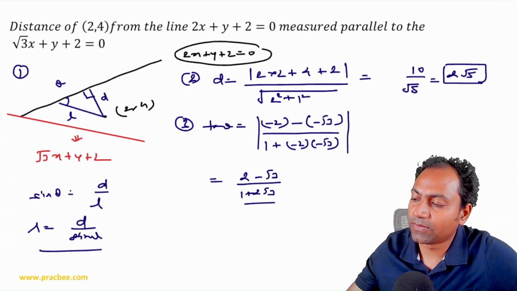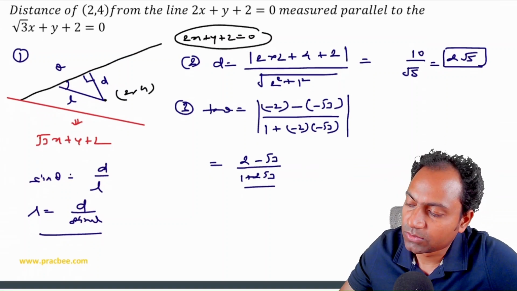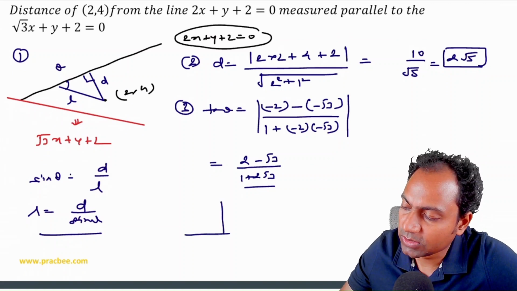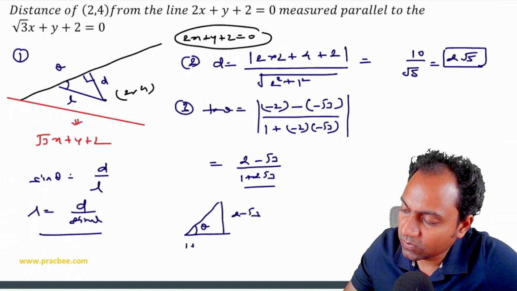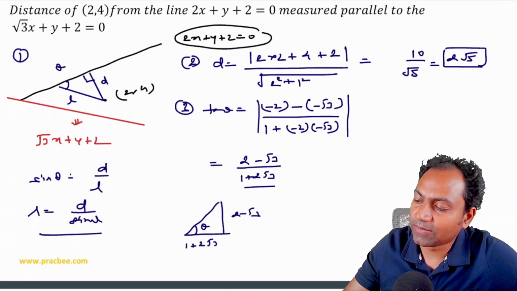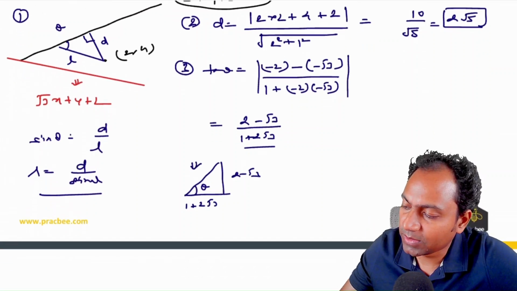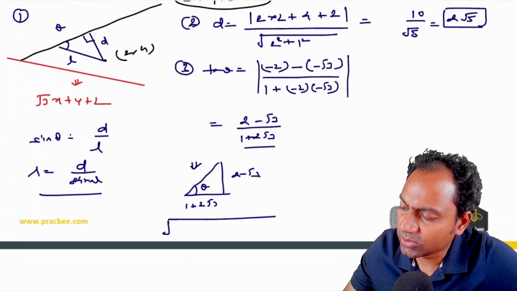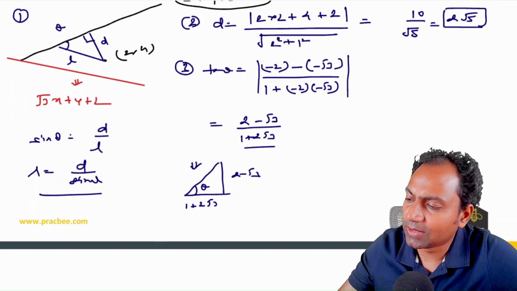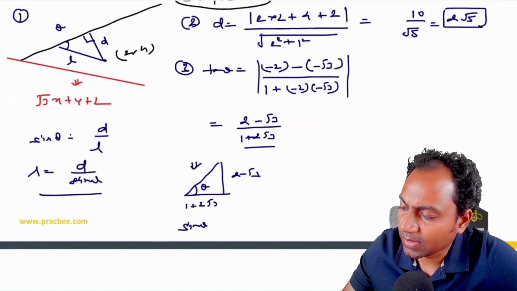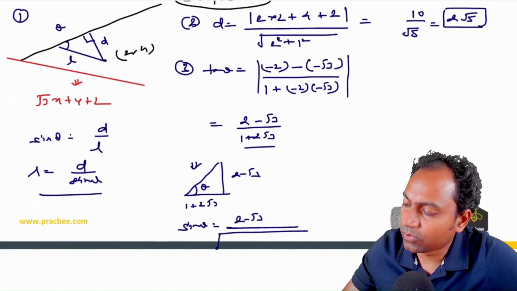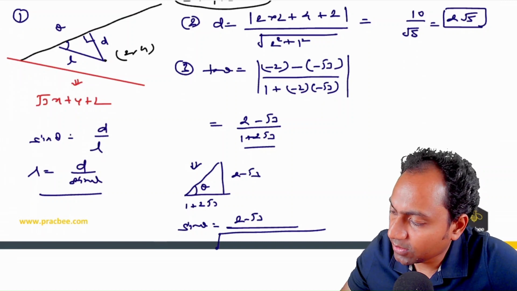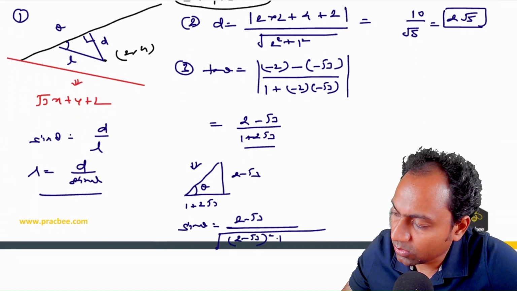If you have got tan theta, we can calculate sine theta from here. So my tan theta is nothing but a triangle, this is theta. This is 2 minus root 3. This is 1 plus 2 root 3. For this, I will have to find the hypotenuse. The hypotenuse would be nothing but root of a square plus b square. So if I want to find my sine theta, I can directly write it. It is nothing but 2 minus root 3 by root of the squares of both of these, so 2 minus root 3 whole square plus 1 plus 2 root 3 whole square.